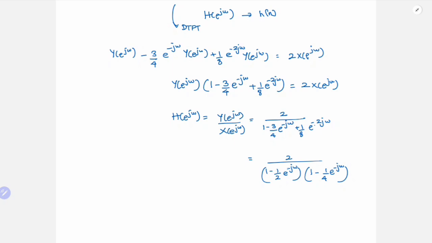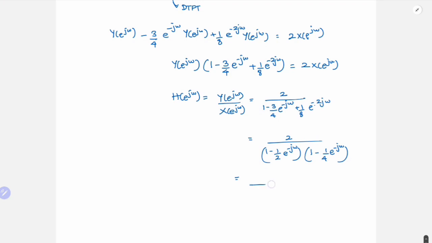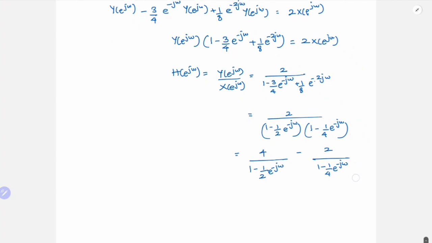If you add them, you will get 3 by 8, and if multiplying these both will give me plus 1 by 8. So this again I can split such that the e power minus j omega terms go away: 1 minus 1 by 2 e power minus j omega over 1 minus 1 by 4 e power minus j omega. Here I need a factor of 2 minus a factor of 1, but the constant term I need is 2, while here you will get 2 minus 1 equal to 1. So I'll just multiply both by 2. I'll have 4 here and 2 here.